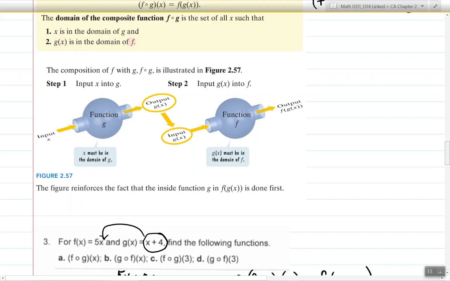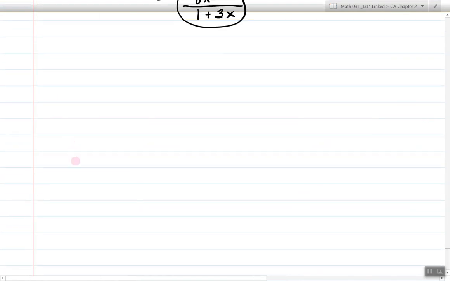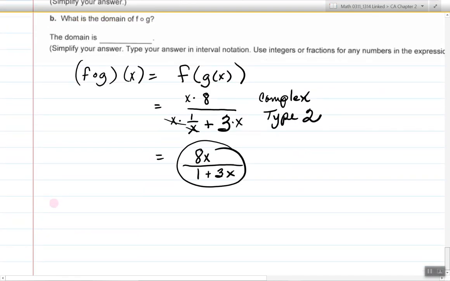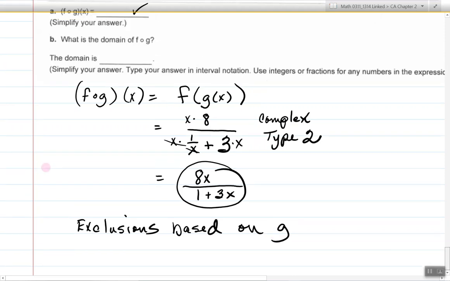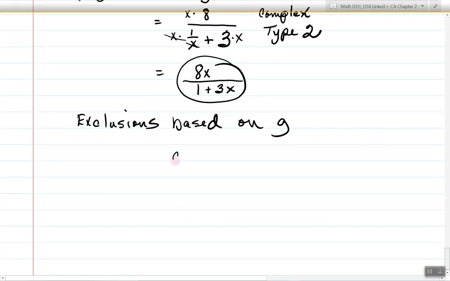So what you really have to look at is start with the inner function. So exclusions based on g. Well, what was g? G was 1 over x. So since g of x is 1 over x, I hope you all agree that x can't be 0 because the denominator can't be 0.